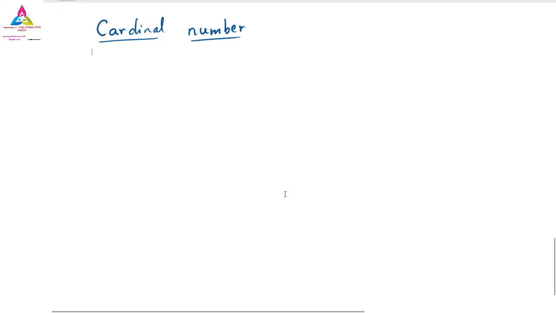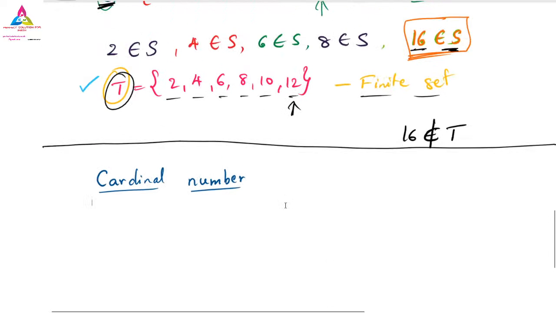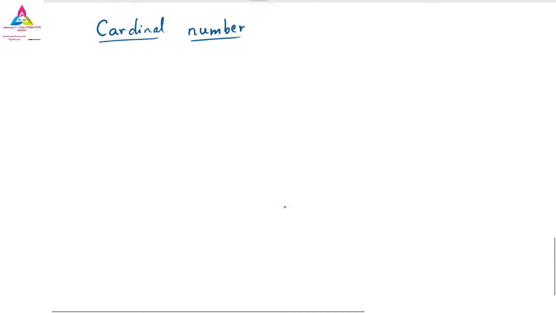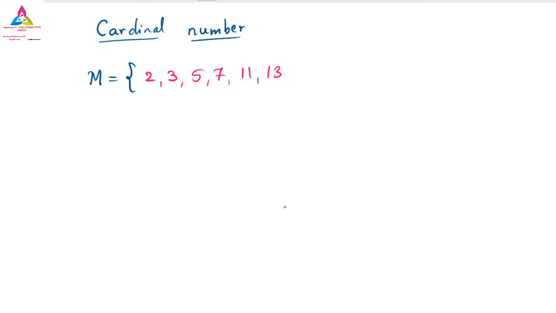For example, the previous set we have taken, 2, 4, 6, 8, 10, 12, has a cardinal number. So let us take one example. I will take M equals, in brackets, some numbers: 2, 3, 5, 7, 11, 13, and 17. Enough, I will stop it here.